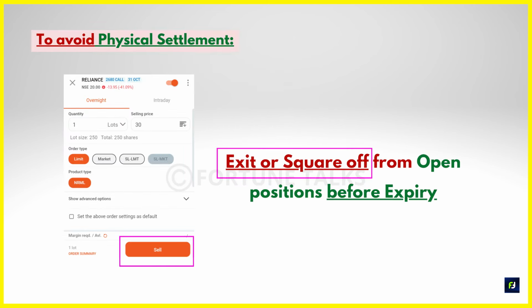Now, for those who prefer not to engage in physical settlement and the headaches associated, it is possible to avoid it by closing or squaring off your open position before expiry. This can be done by trading out of the open position before the final day to settle in cash, thereby avoiding the need to arrange the underlying shares or the funds required for delivery.